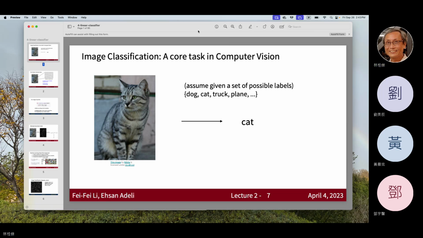Fei-Fei Li is a professor at Stanford University, and she was the original project creator of ImageNet. She is now a fellow member of the National Academy of Science and the Academy of Engineering, and she is one of the most important persons for computer vision research. This was her lecture slide for her lecture at Stanford University.